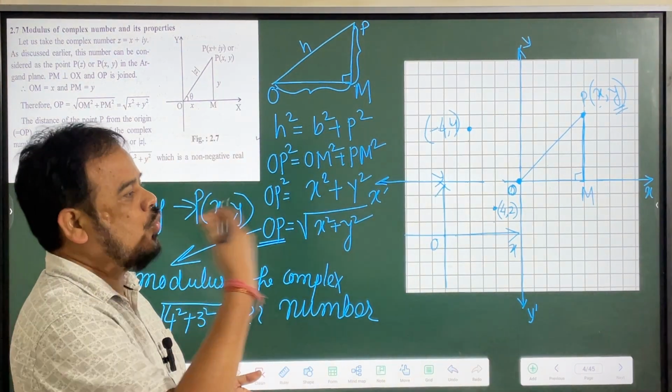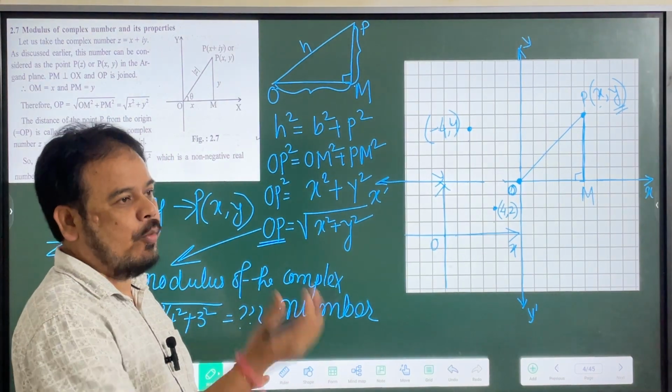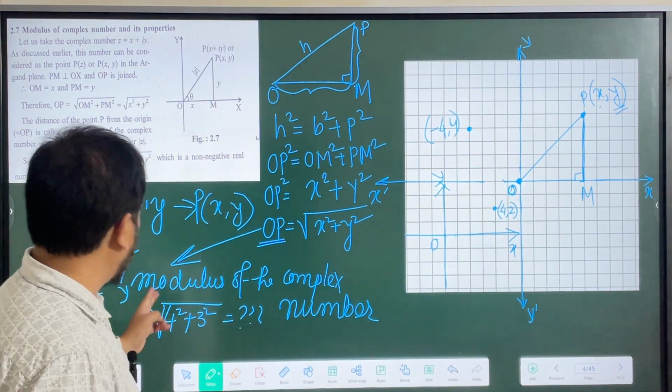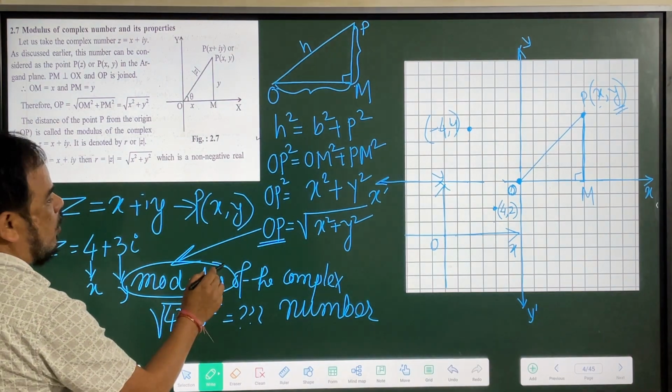Anyway, the distance from the origin to the point, that distance is called modulus. Remember this and formalize this.